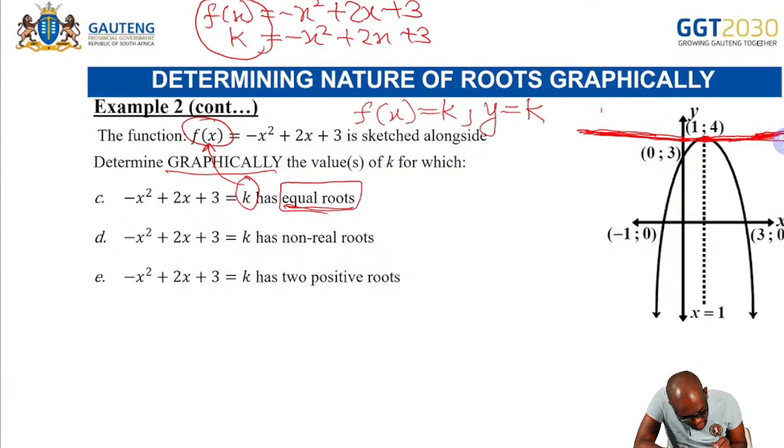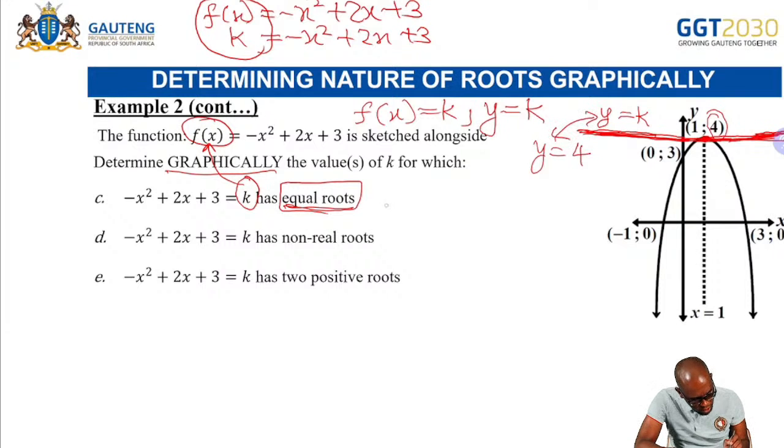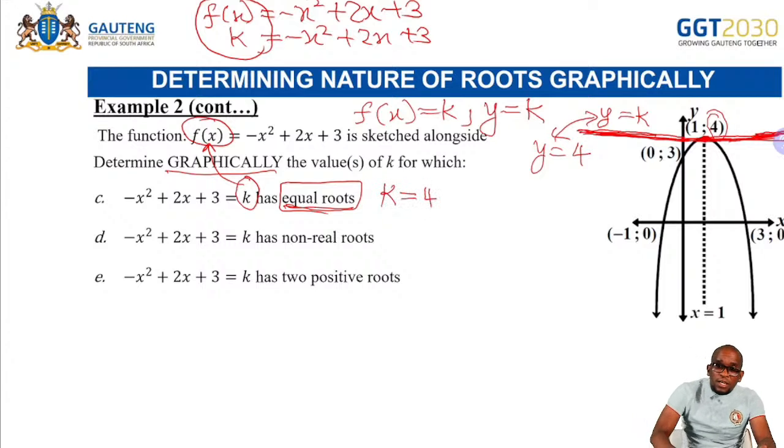So this is the line y equals k, but already you know the y value at the turning point. At the turning point, y equals 4. But you know the line that you are moving is a line y equals k, which means that k equals 4, like that. So that's how you simply use the graph to get the answer.